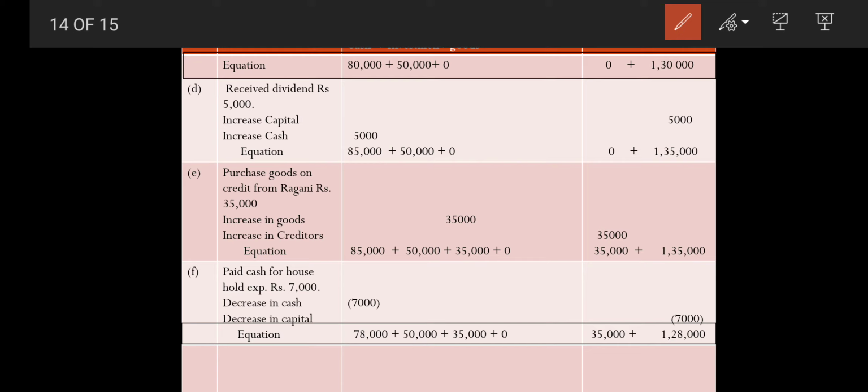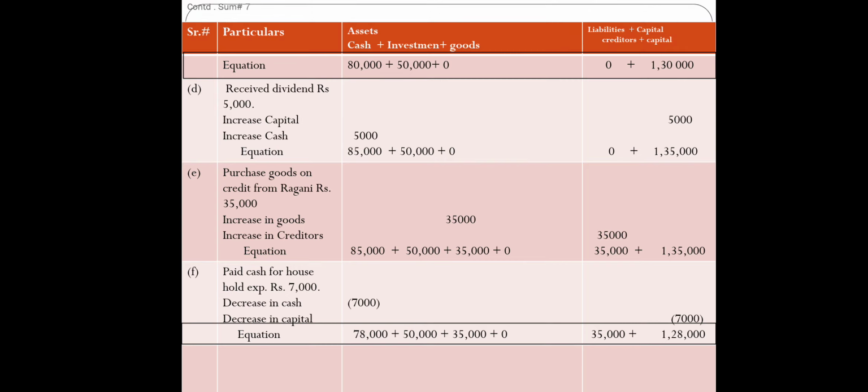Then comes your next, paid cash for household expenses, rupees 7,000. When I am paying cash for household expenses, obviously I will be decreasing my capital, and at the same time I will be decreasing my cash. So you can see over here cash and capital both decrease by 7,000, and ultimately the equation will be set up on both sides in an equal format.